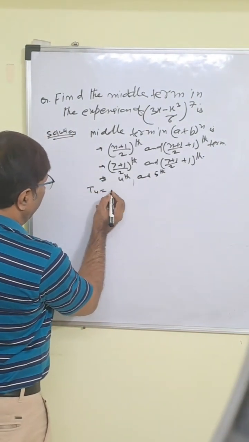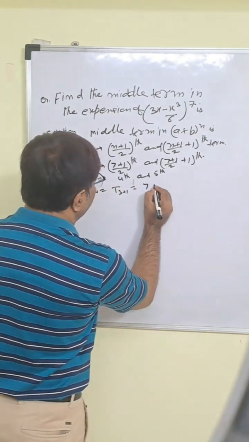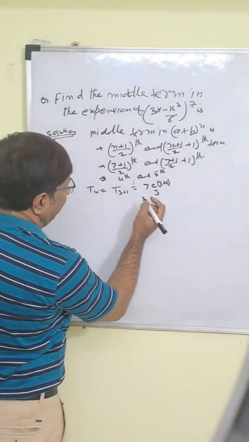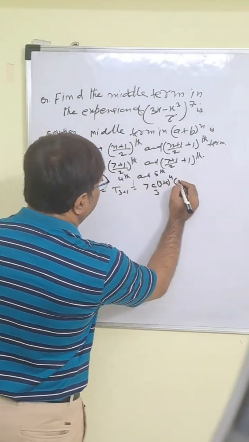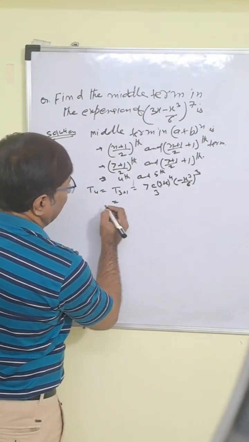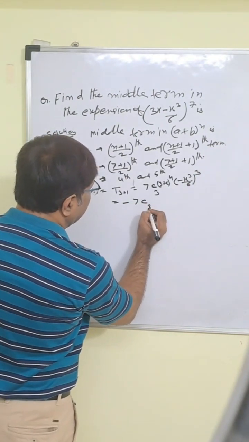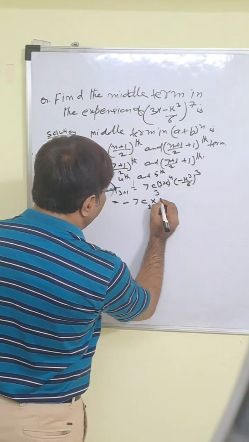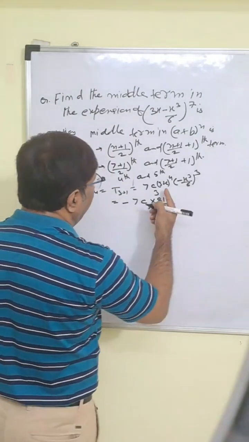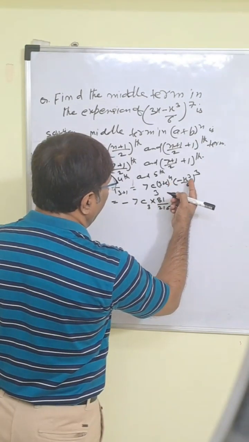So T4 equals T(3+1), which is nCr with n = 7 and r = 3: 7C3, a to the power n − r, that is 7 − 3 = 4, and b to the power r, that is (−x³/6) to the power 3. When we solve, the sign will be negative. So minus 7C3, 3 to the power 4 is 81, and 6 cubed is 216. Here x to the power 4 and here x to the power 9.